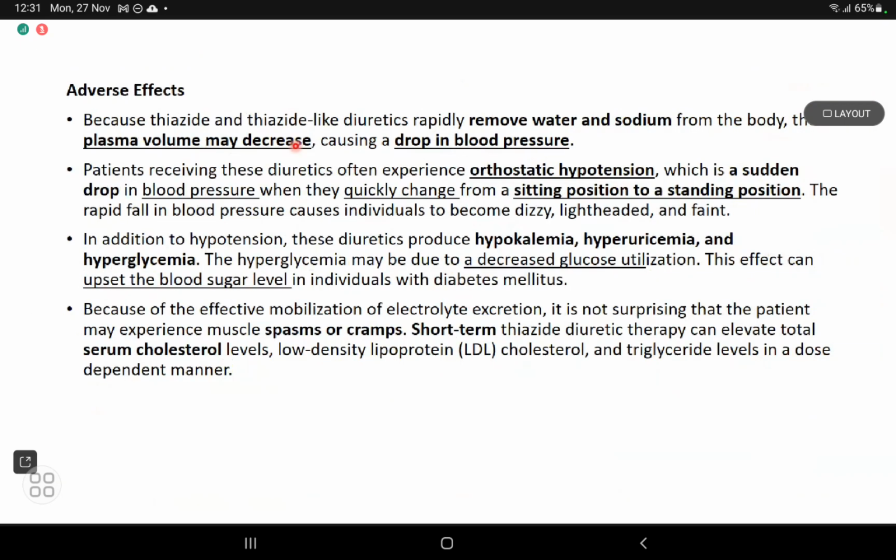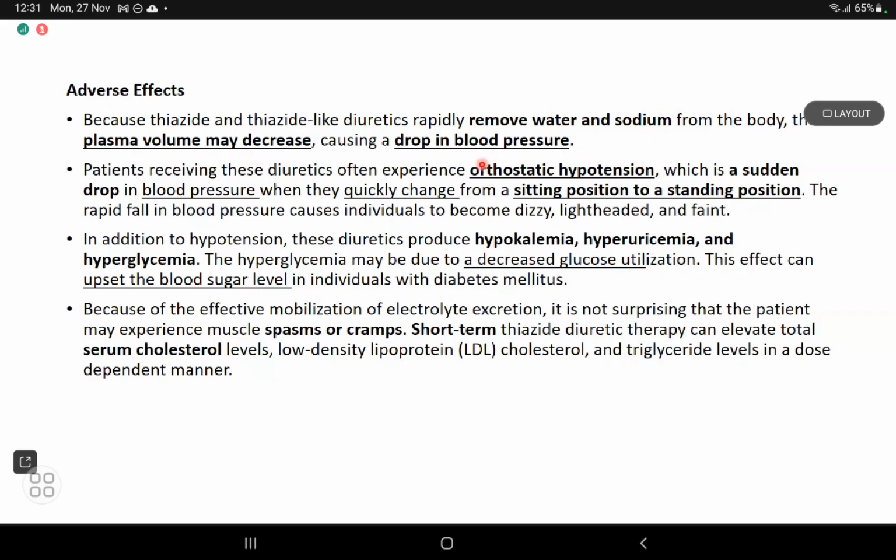Fine. Now we go to side effects. Every drug has side effects, whether serious or not. So the main side effect is they're going to reduce your water. Inhibiting the sodium absorption may also reduce the amount of sodium in your body, especially your plasma volume. That's why your blood pressure may drop. Once your pressure drops, then you might have orthostatic hypotension.